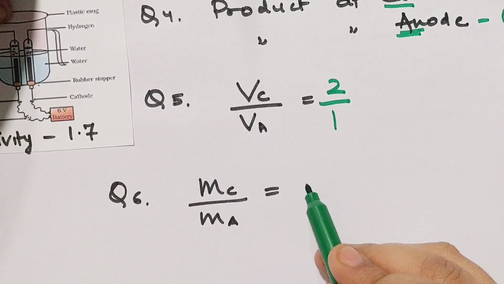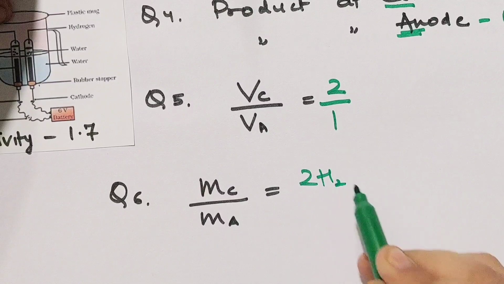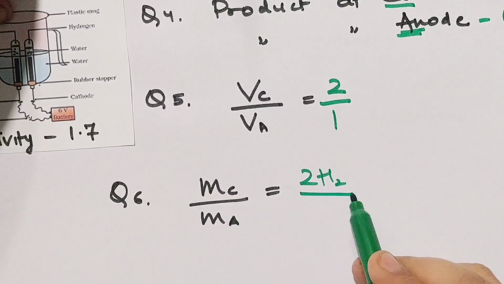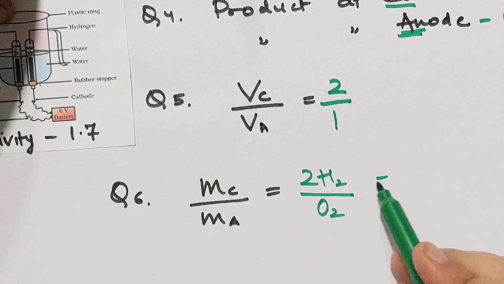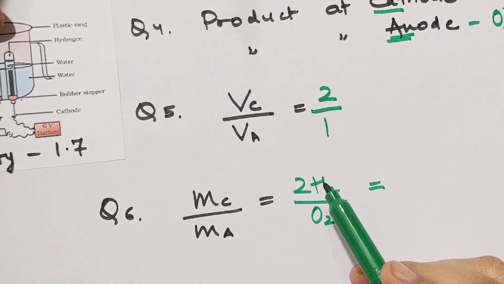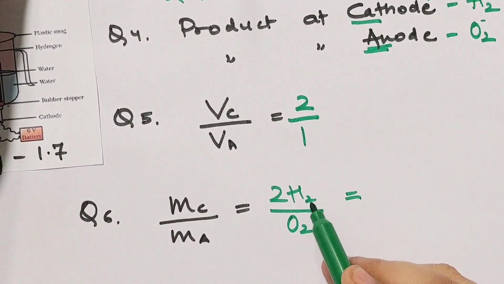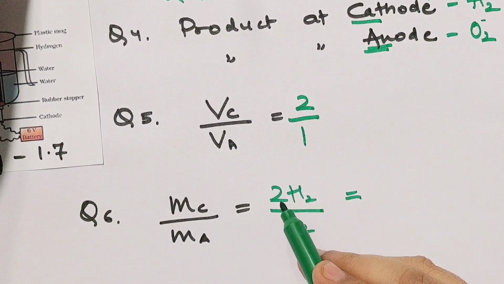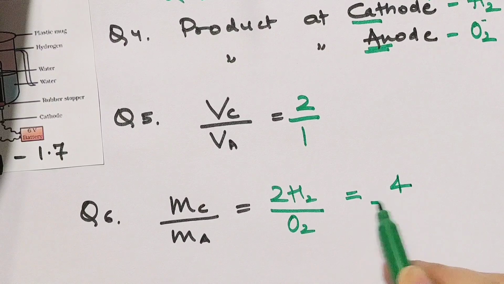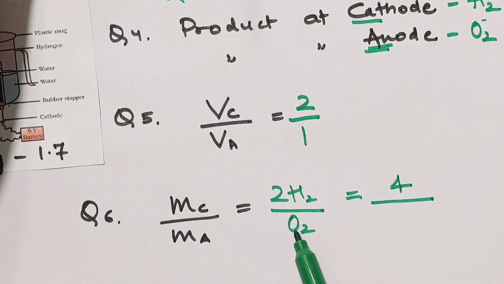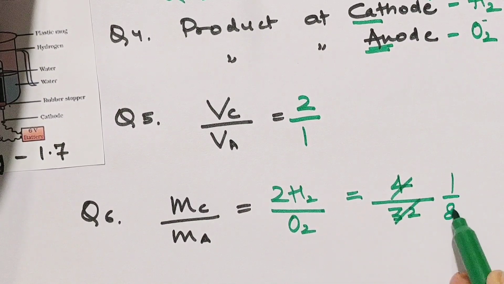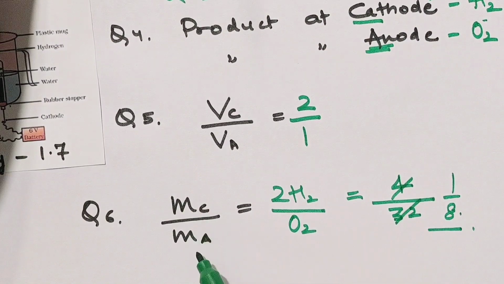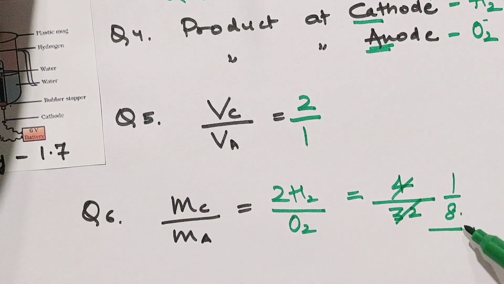Now, at the cathode, 2 molecules of hydrogen were released. At the anode, 1 molecule of oxygen was released. We know that the atomic mass of hydrogen is 1, and 2 times 1 is 2, then 2 again, so 4. And the atomic mass of oxygen is 16, so O2 would be 32, and this would be 1/8. So the Mc by Ma ratio is 1/8.